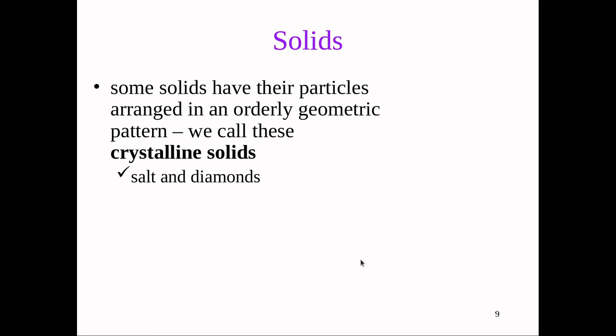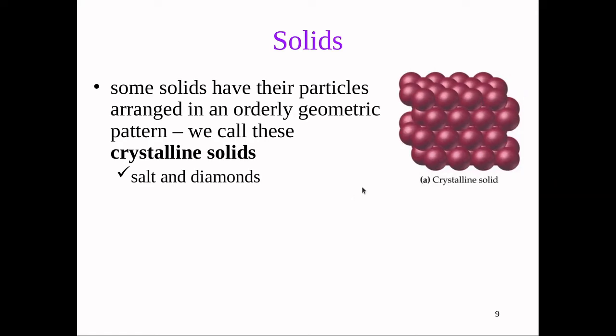Some solids have their particles arranged in an orderly geometric pattern. Okay, we call these crystalline solids. So here would be a picture of that, right? Each one is very orderly. It's almost like you're stacking cannonballs here, right? You're just packing them in as tightly as you possibly can, all right? There are many different patterns that can happen, but you're going to see a regular order to it, almost as if they were stacked up by an actual human being. And this is what forms what we call the crystalline solid.